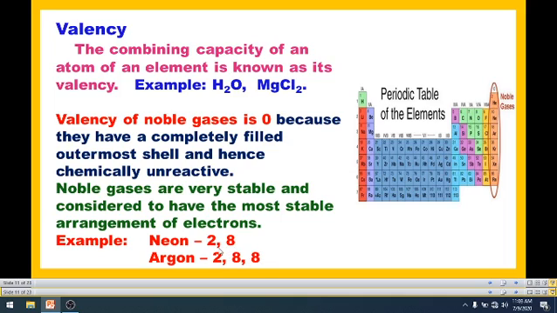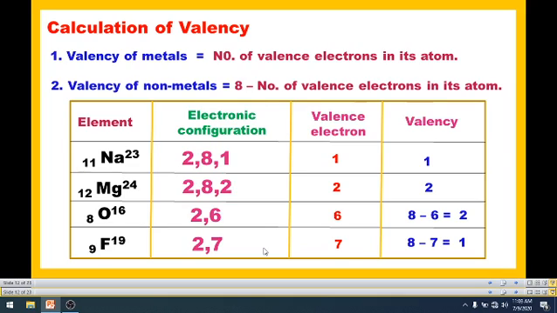They have 8 electrons in their outermost shell. So that's why noble gases have the most stable electronic configuration. Okay. So how can we calculate the valency of metals and non-metals?